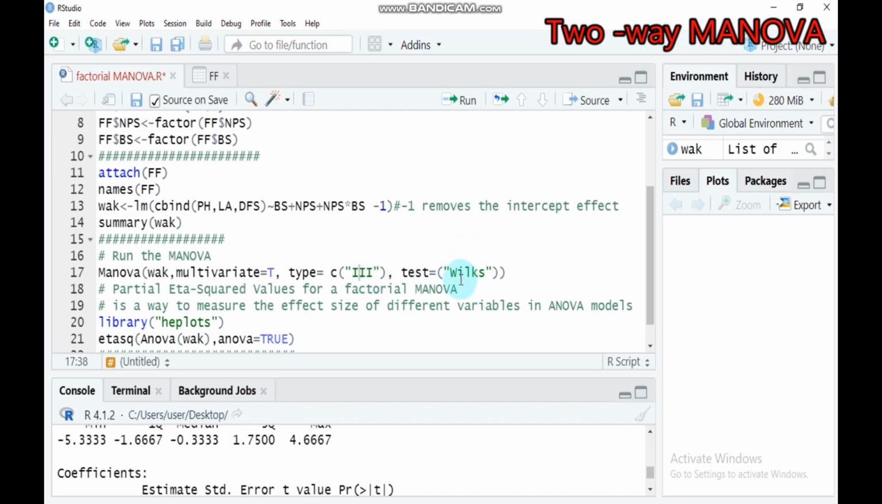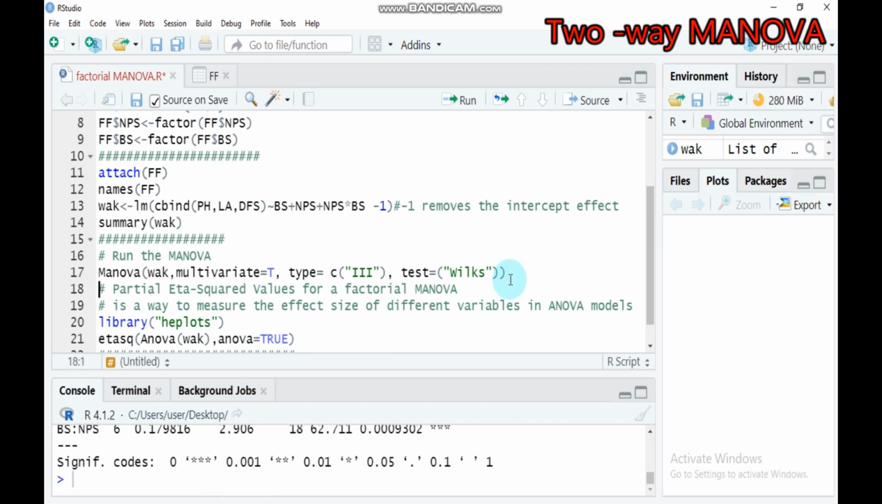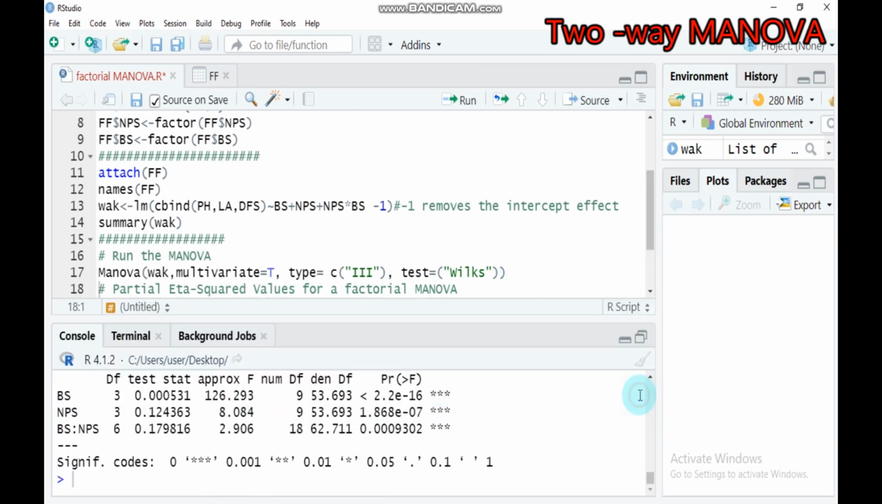And here the test is equal to Wilks. As you remember, there are a number of tests like Pillai, like the Hotelling, the Roy method. So I select Wilks here, and you have to refer back to my previous video for further information. So type is equal to 3, the test is Wilks. So type this and submit to RStudio.